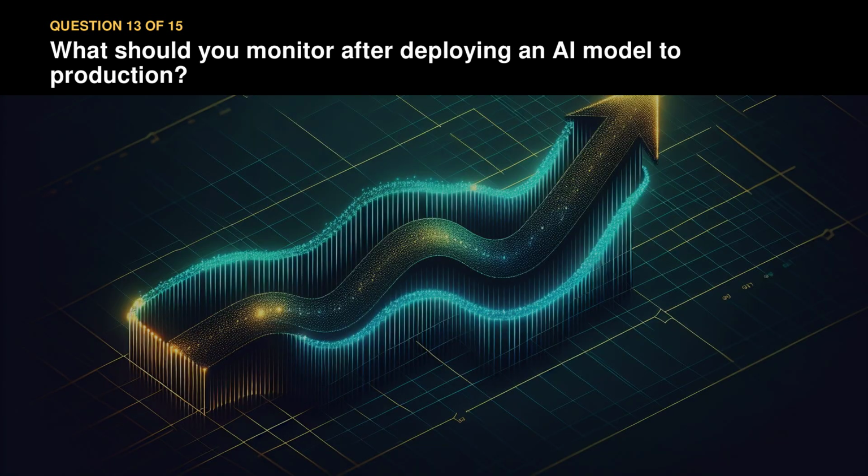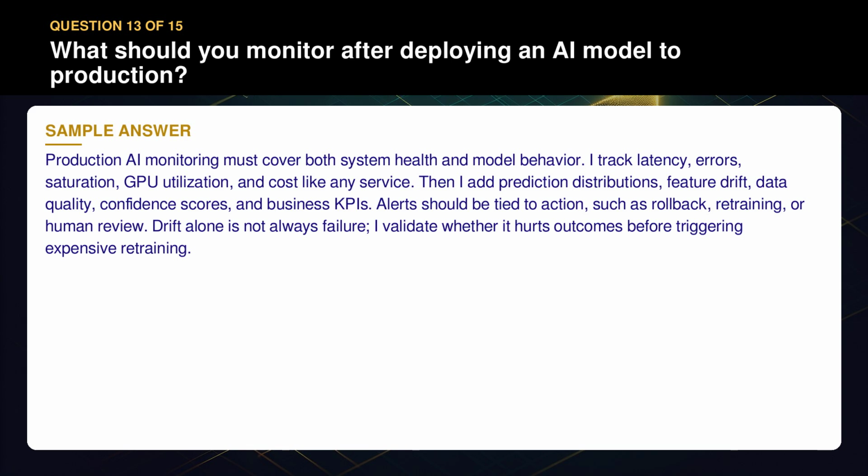Question 13. What should you monitor after deploying an AI model to production? Production AI monitoring must cover both system health and model behavior. I track latency, errors, saturation, GPU utilization, and cost like any service. Then I add prediction distributions, feature drift, data quality, confidence scores, and business KPIs. Alerts should be tied to action, such as rollback, retraining, or human review. Drift alone is not always failure. I validate whether it hurts outcomes before triggering expensive retraining.